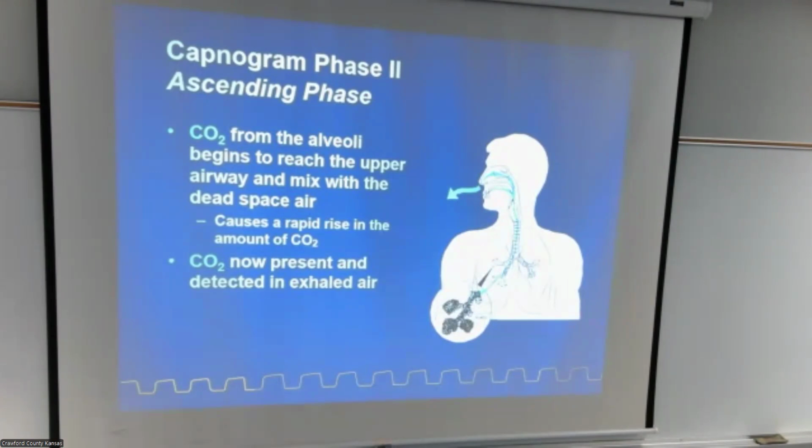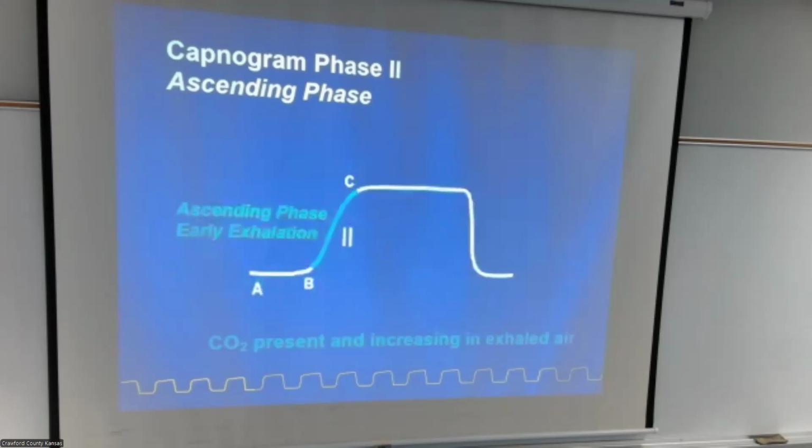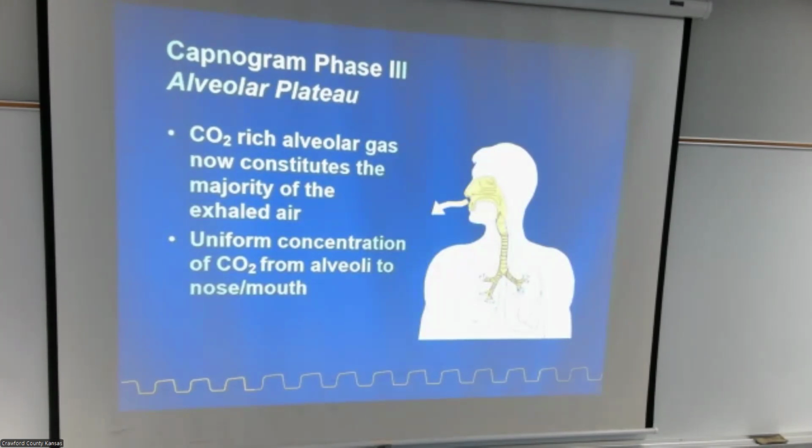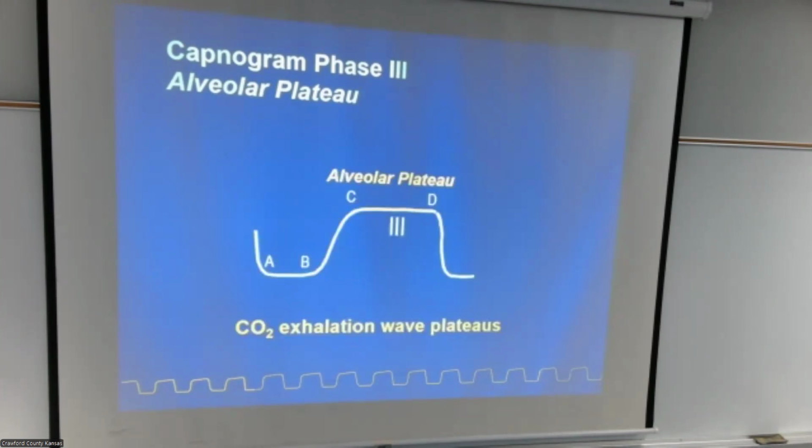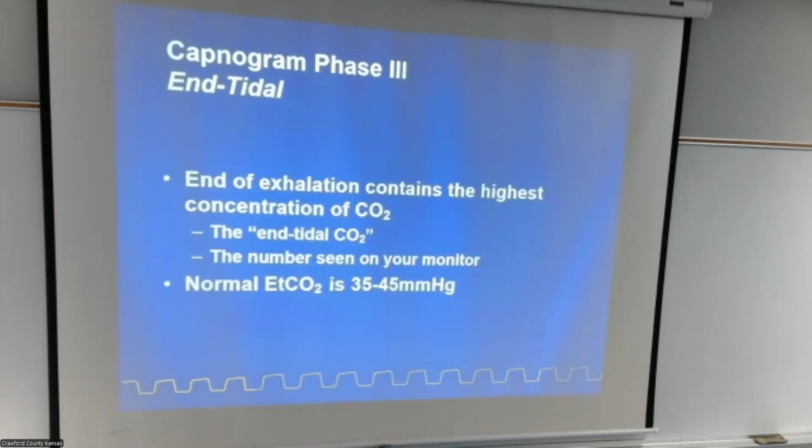CO2 from the alveoli in phase 2 begins to reach the upper airways. It's mixed with some dead airspace. It's going to cause a rapid rise in CO2. And that's right there, phase 2, between B and C. Phase 3, CO2-enriched alveolar gases are now in play. Uniform concentration of CO2 from the alveoli to the nose and the mouth, between C and D. That's our plateau. The end of the exhalation at phase 3 is the highest concentration of CO2. That's where we're getting our end-tidal CO2 measurement from.